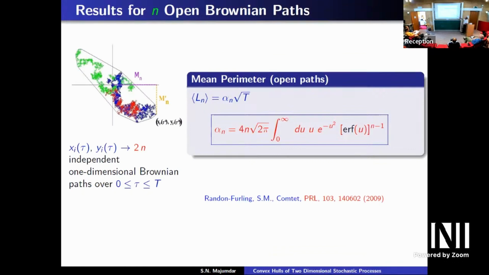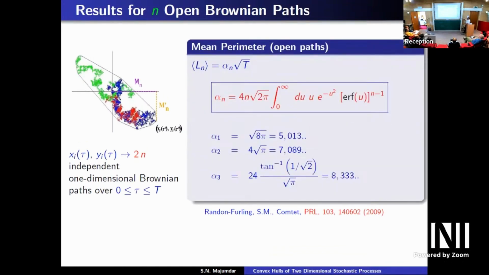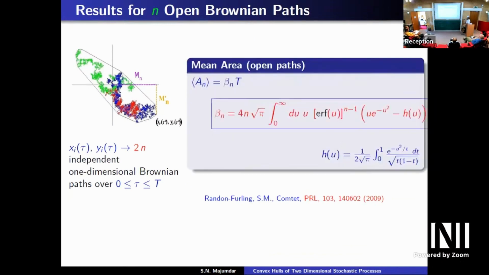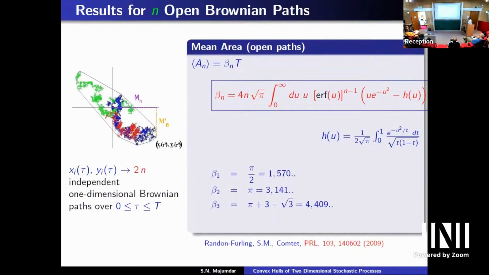And alpha n has this formula here. This is exact. And you can check alpha 1 is this, alpha 2 is that, alpha 3 is that, and so on. I'll come to the asymptotics in a minute. You go to the mean area, again, knowing all the formalism is there, you can calculate, and this is a little bit more complicated formula. But it's an exact formula, you can compute for all values of n.